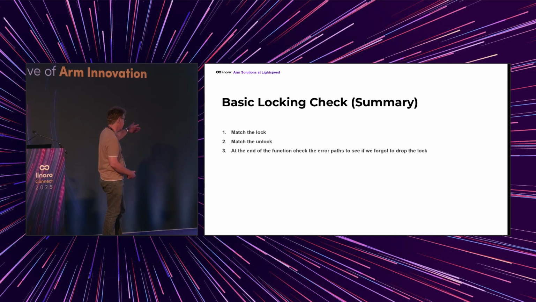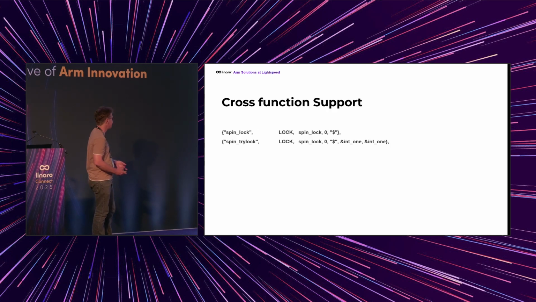Then you match the lock, you match the unlock. At the end of the function, you go through all the returns and you say, okay, this return, is it a failure path? And was the lock locked? And then also, did we unlock it on the success path? And if so, print error. Because that's the most common locking bug that we see: you have so many return statements, you forget to unlock on one of them.